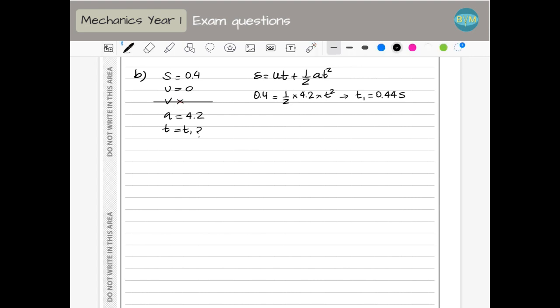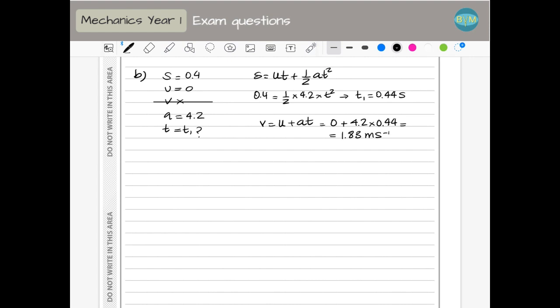For that, I'm going to use a SUVAT equation, it doesn't really matter which. v = u + at. I could use any. v is going to be 0 plus 4.2 times the time that we just found. So this final velocity is 1.83, again rounded to two decimal places, meters per second. This is the constant velocity.